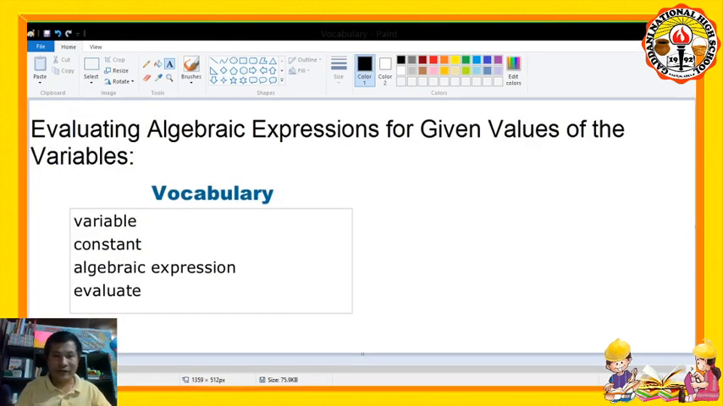For you to understand better what our lesson is all about, let us first have the vocabulary. So here are the four commonly used words in this lesson: variable, constant, algebraic expression, evaluate.